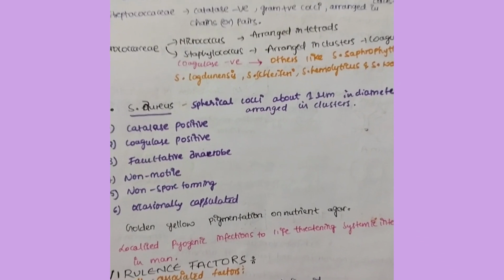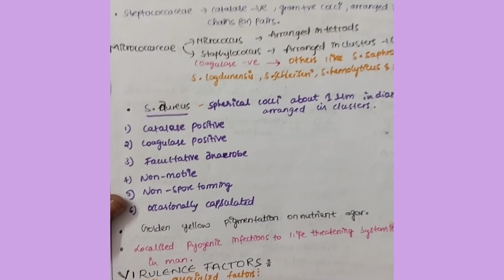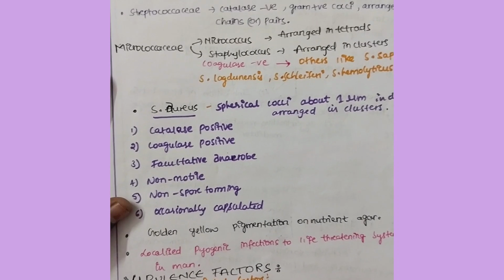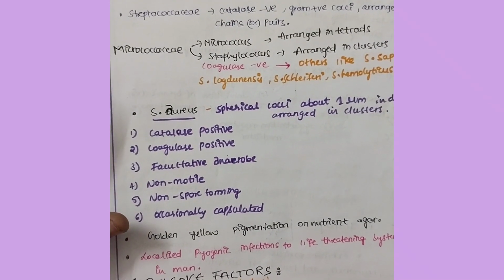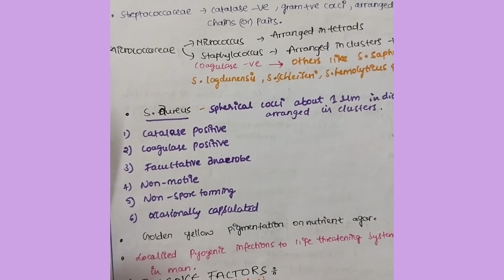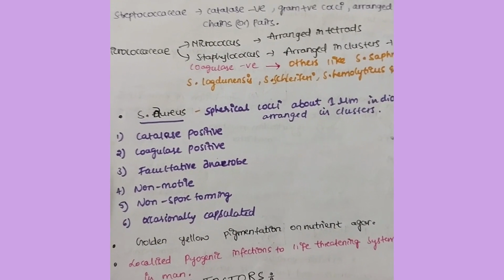Today we are going to discuss staphylococcal infections. These are gram-positive cocci. Let's discuss what the gram-positive cocci are: viridans, lactococci, enterococci, staphylococci, and streptococci. So today we are going to discuss staphylococcal infections.